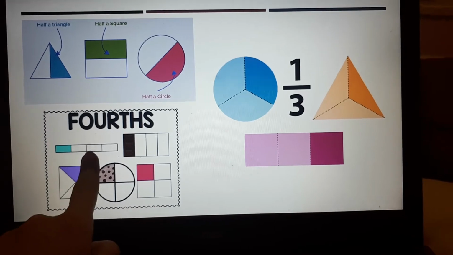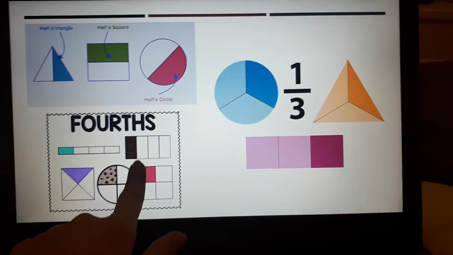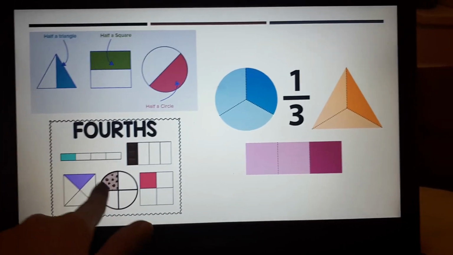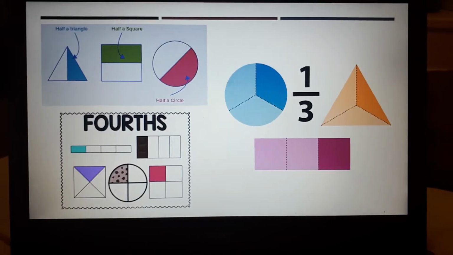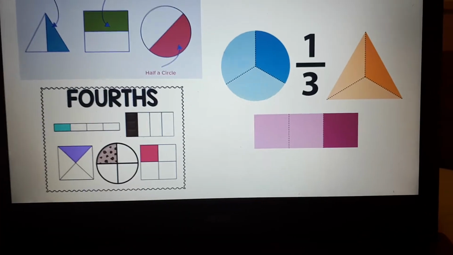See here, 1, 2, 3, 4. 1 out of 4 are equal parts. 1 out of 4, 1 out of 4. You see how they are all equal? So remember, in this lesson, you must have equal shares.